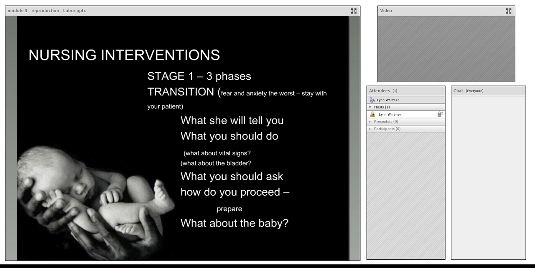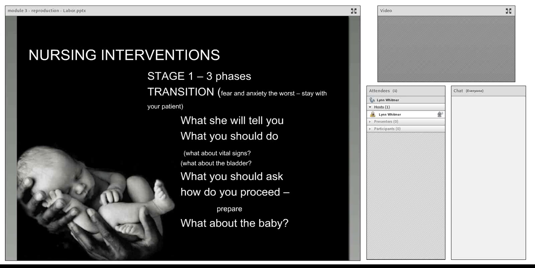And what do you ask her? What's her pain? If she's feeling like she has to push down, is it getting stronger? And how do I proceed? I want to start setting up the room, getting it ready for the birth, because once she goes into the stage of pushing, we cannot leave her.